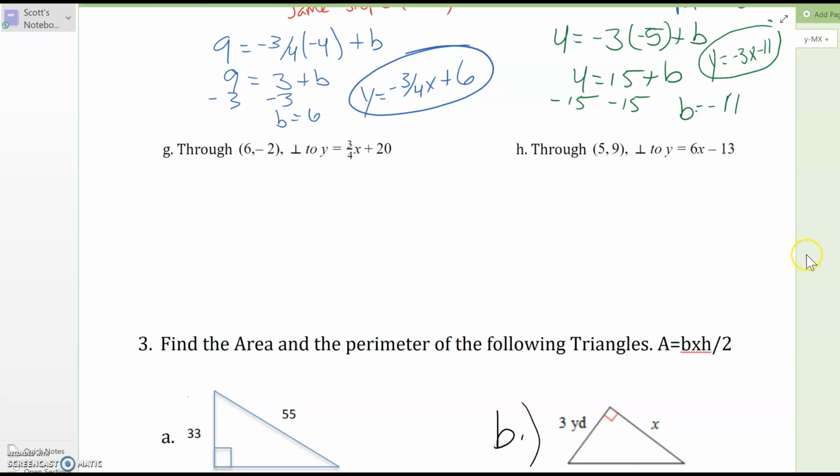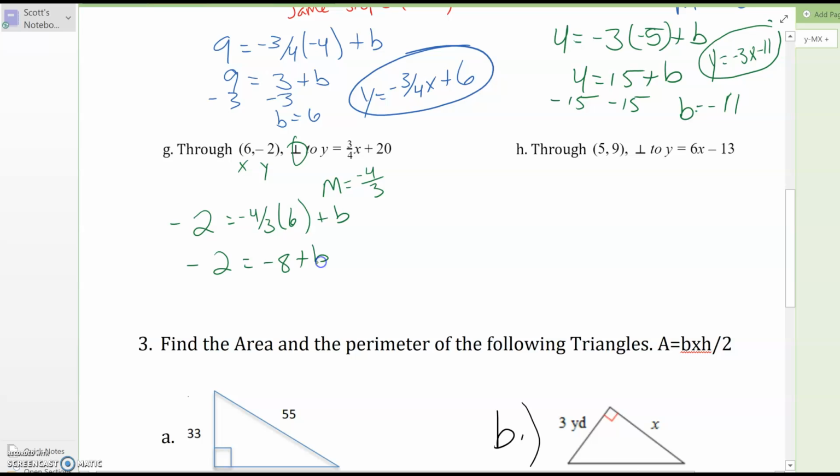Okay, perpendicular. All right, this is one where I have to flip it and change it. So perpendicular, my new slope is -4/3. Okay, here's my x, here's my y, so I'd have -2 equals -4/3 times 6 plus b. Multiply the two together, -2 equals -8 plus b. Add 8 to both sides. b equals 6, so I have y equals -4/3 x plus 6.